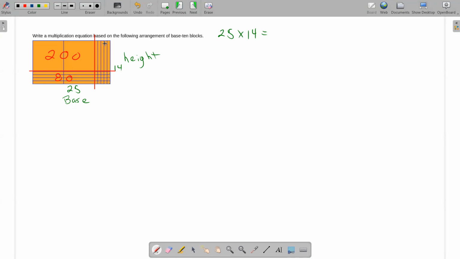Over here, I see a 5 by 1 group of 10s, so that would be 50. And down here, I have a 5 by 4 group of 1s, so there should be 20 there. So this shows me 25 times 14 is 200 plus 80 plus 50 plus 20. So 350.